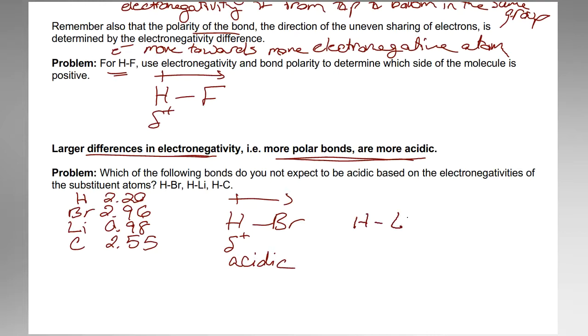Now let's look at H lithium. In this case, the hydrogen is the more electronegative element. So you have to be careful here. This bond dipole actually points towards the hydrogen, and the partial positive charge in this molecule is actually on the lithium, meaning that this is not an acidic species. It's going to be extremely difficult to generate an H plus ion from this particular species.